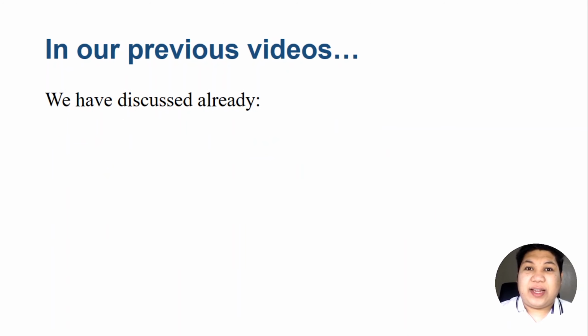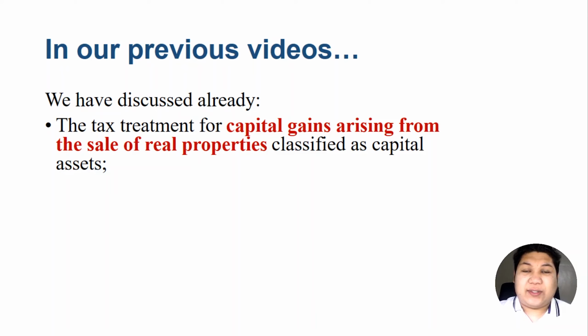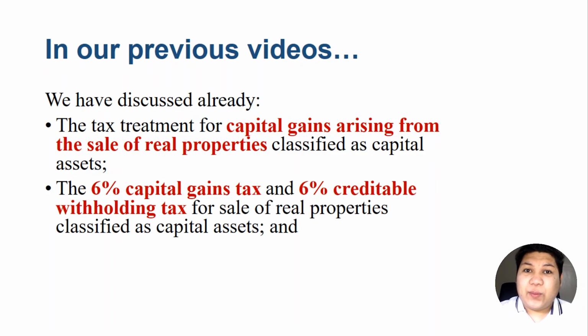In our second video lecture, we have also discussed the tax treatment for the capital gains arising from the sale of real properties classified as capital assets. And we know these capital gains or capital losses are not added to our gross income because the sale of real property is already subjected to the 6% capital gains tax unless the 6% CWT applies.